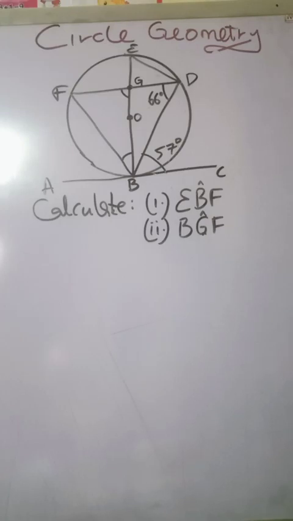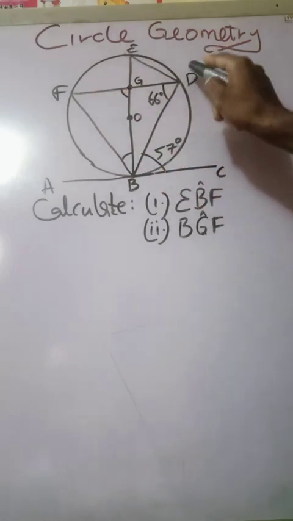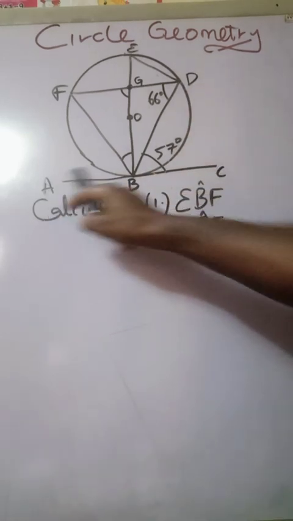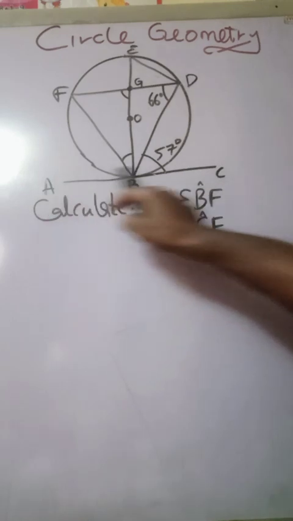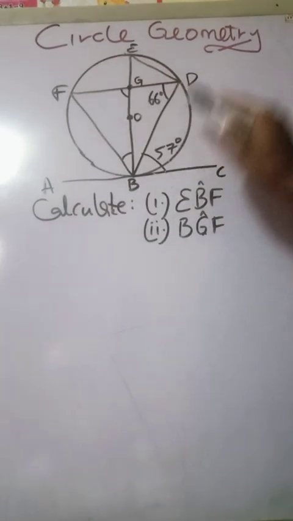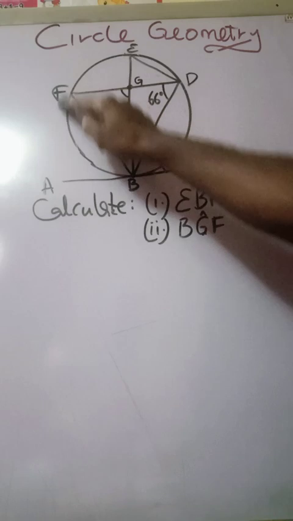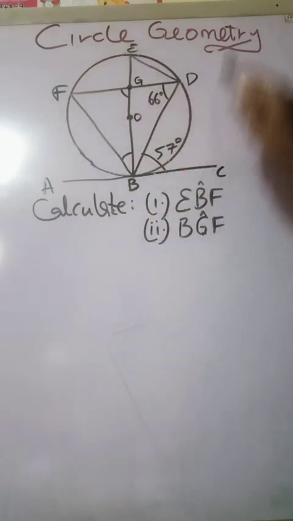Hi, here's a question on circle geometry. You can see the points labeled A, B, C. This line is a tangent to the circle, and we have the circle B, D, E, F.